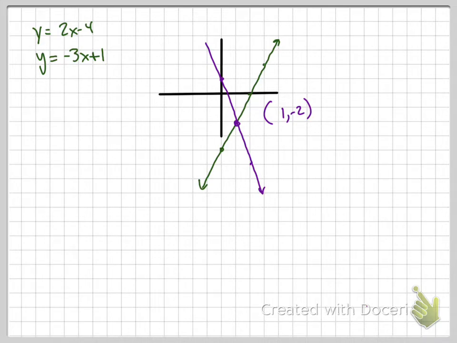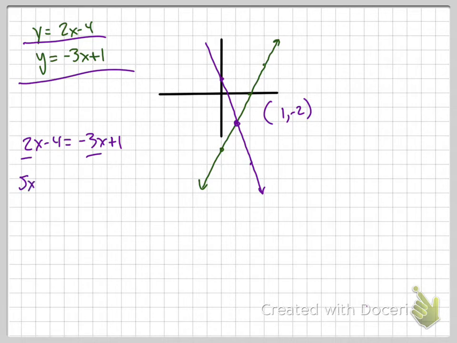If I want to know where this graph equals this graph, can't I just say where does 2x minus 4 equal negative 3x plus 1 and solve? Add 3x, that would give me 5x, that's gone. Add 4, that would give me 5, that's gone. So x equals 1. So when x is 1, how do I find the y value? Does it matter which one I plug in? Nope, I'm going to get the same thing no matter what, 1, negative 2.